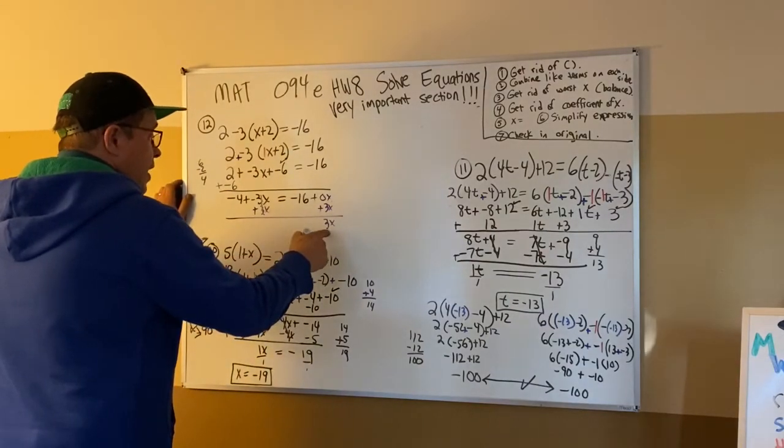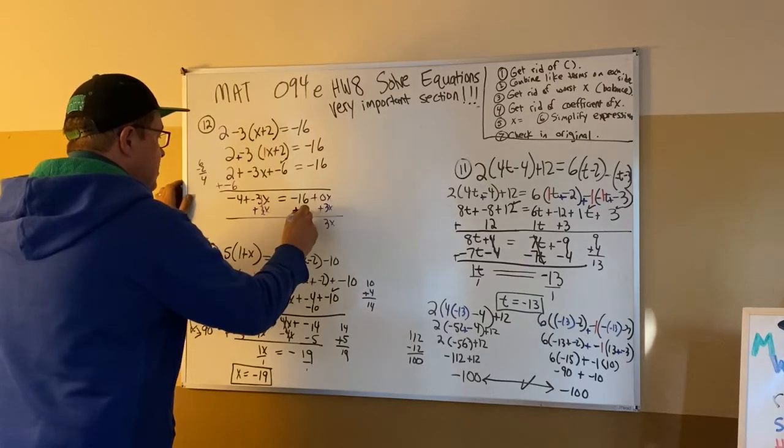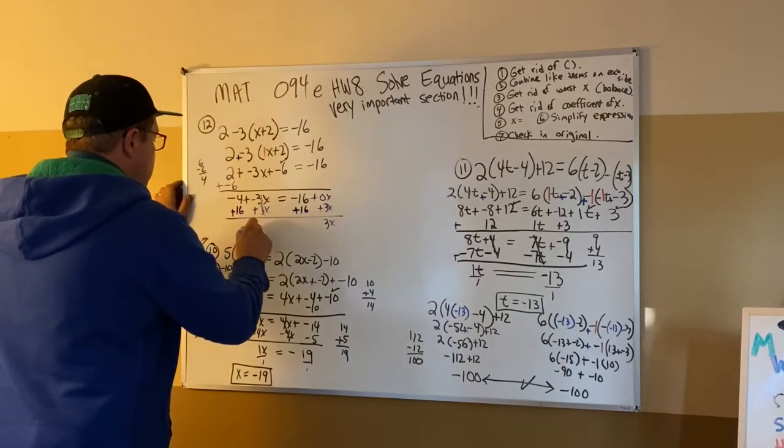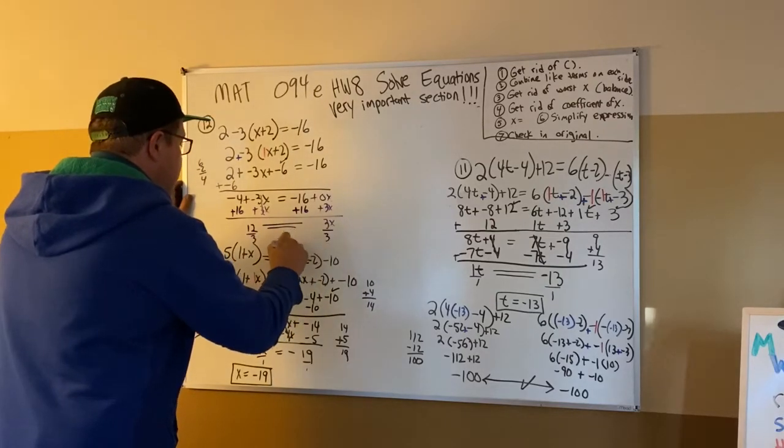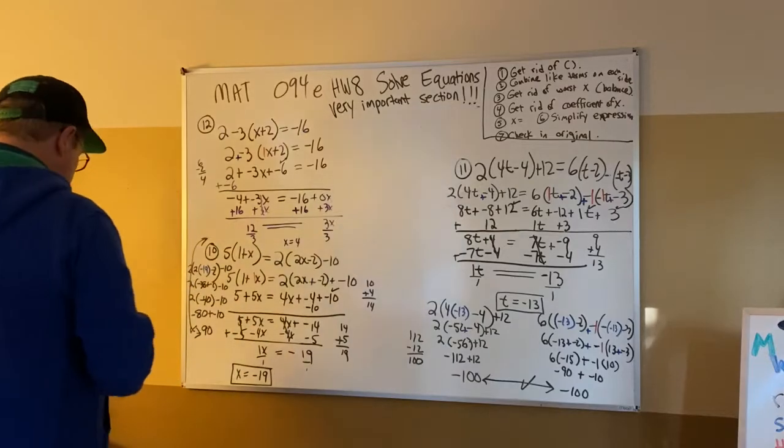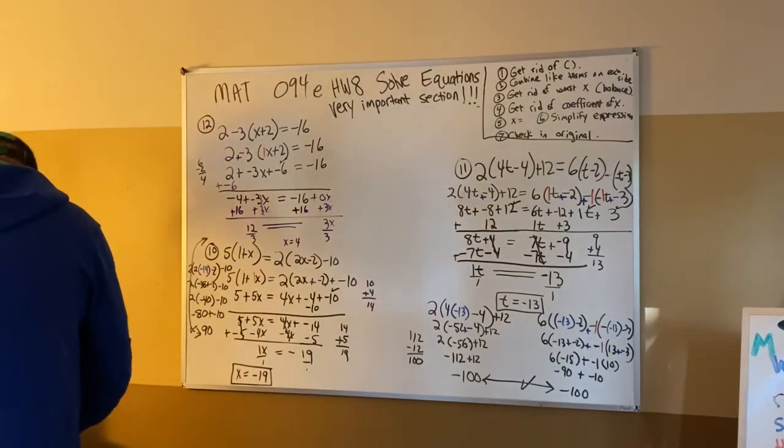So the 3x is on the right. Only x is on the right. Goodbye, negative 16. Plus 16, plus 16. 12 over here equals 3x. Divide by 3. Divide by 3. X is 4. Positive. All right, let's see how positive 4 wants to work.